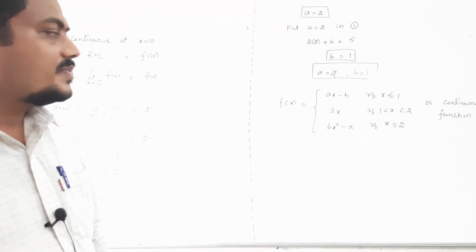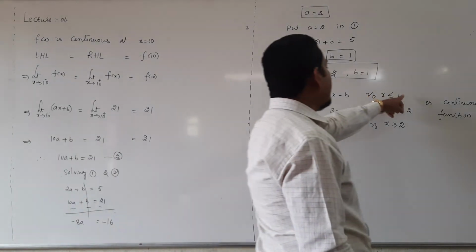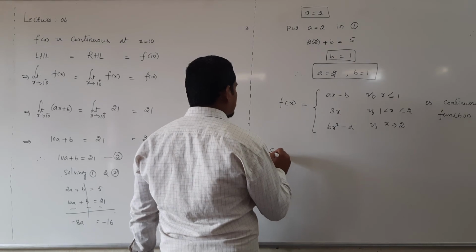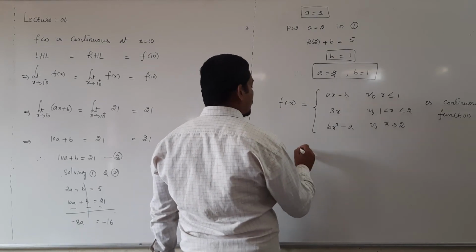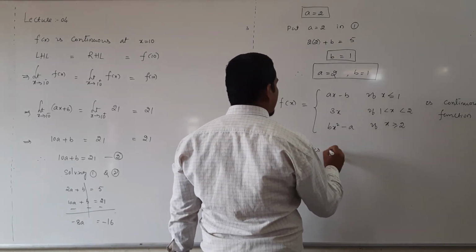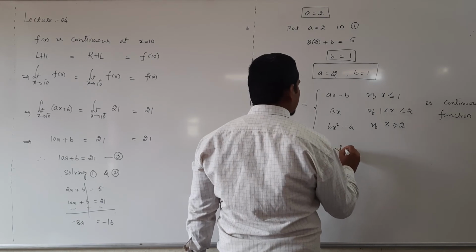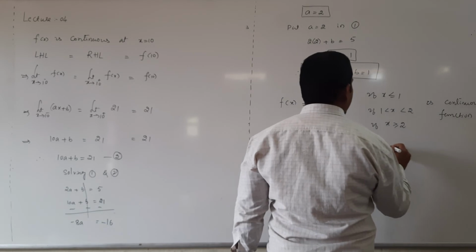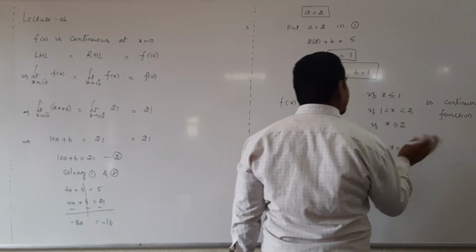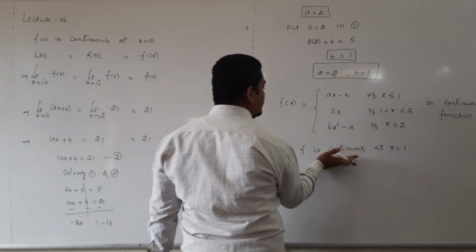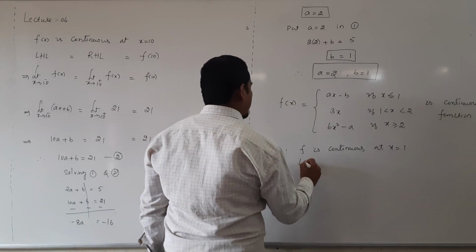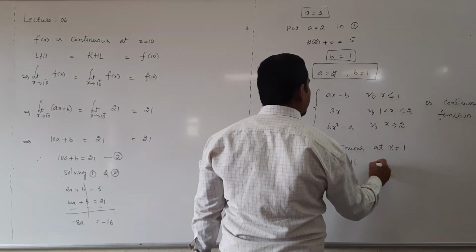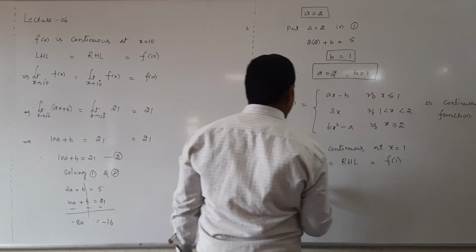This is a continuous function means it is continuous at 1 as well as at 2, right? So f of x is continuous at x equal to 1 as well as 2. First condition at x equal to 1: left hand limit equal to right hand limit equal to functional value.